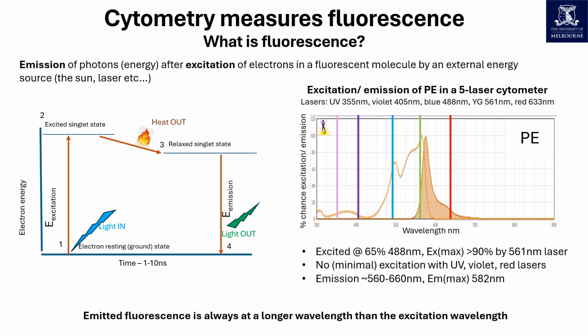Emission refers to the spectrum of light emitted by a fluorochrome as it heads back to its resting state. EM max, or emission maximum, is the wavelength of light most likely to be emitted by the fluorophore. PE is most likely to emit photons at approximately 582 nanometers, but there is a chance that longer wavelengths will also be emitted. Emitted light will always be of a longer wavelength or lower energy than the light required to excite the fluorochrome.